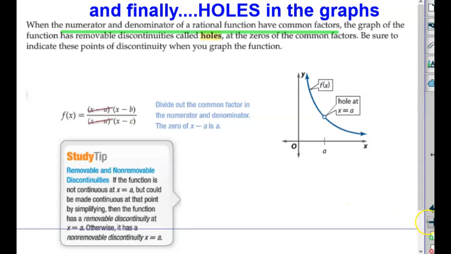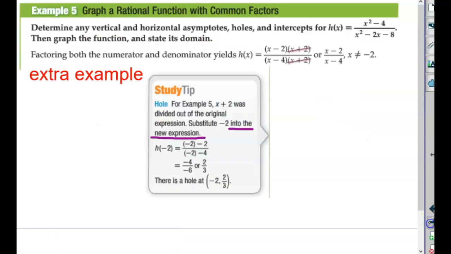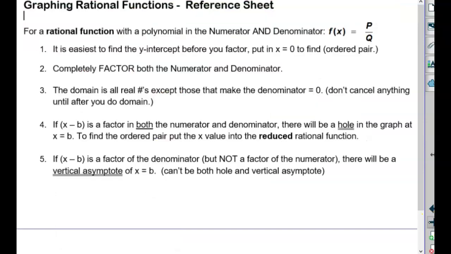Finally, we're going to talk about a hole. How are we doing on time? 2 minutes? Okay. We're not going to talk about a hole today. We'll save a hole for tomorrow.